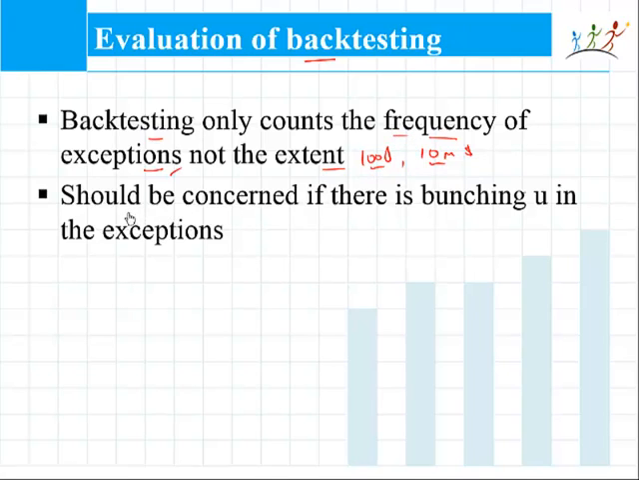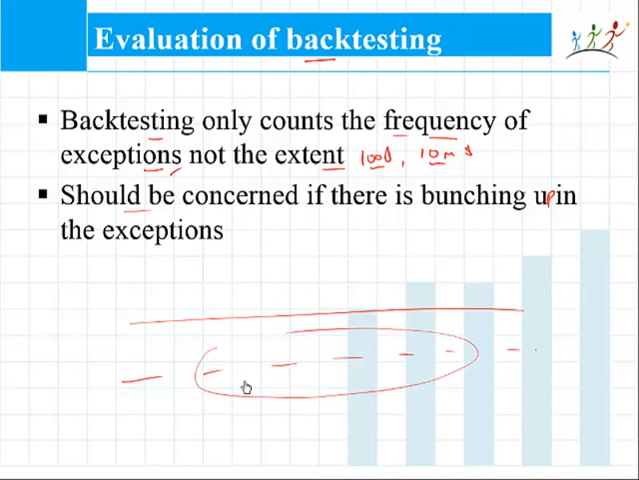And secondly, you should be concerned if there is bunching up in the exceptions. So in the 250 days, if the 8 exceptions are all coming on 8 consecutive days, then again that will be a cause of concern, because that means that loss within a week's time can be really high, because there are 5, 6, 7 continuous exceptions happening.